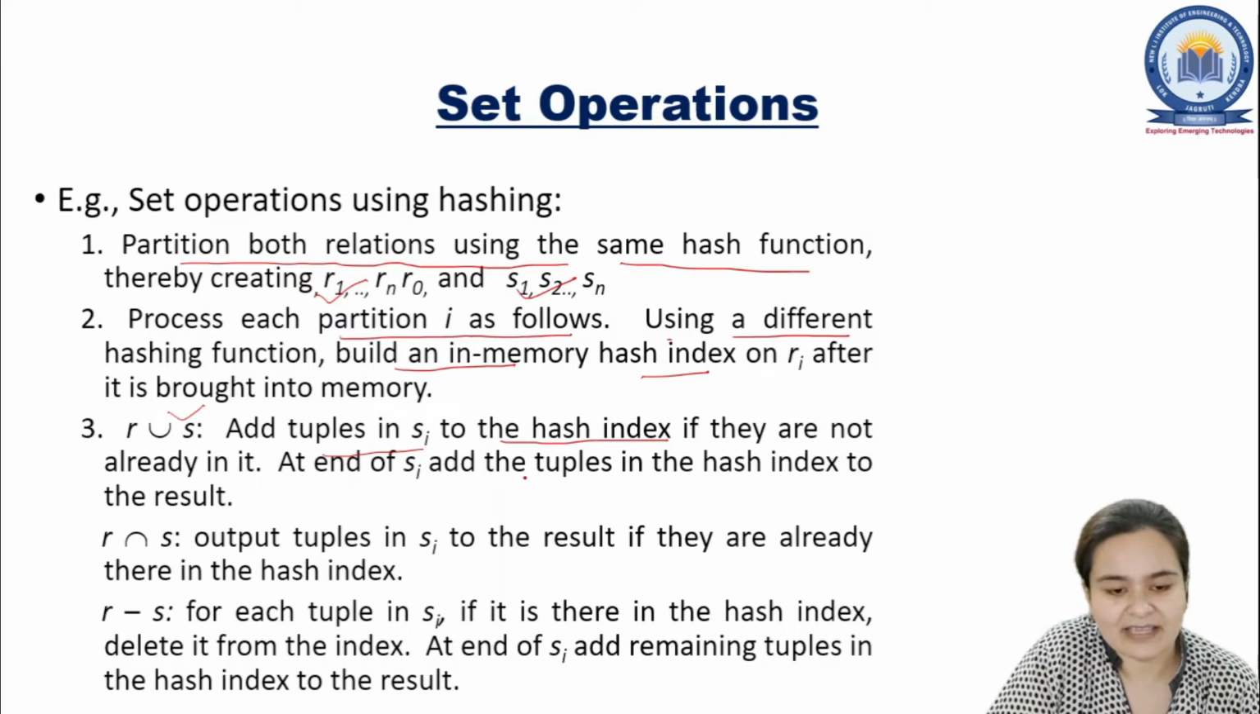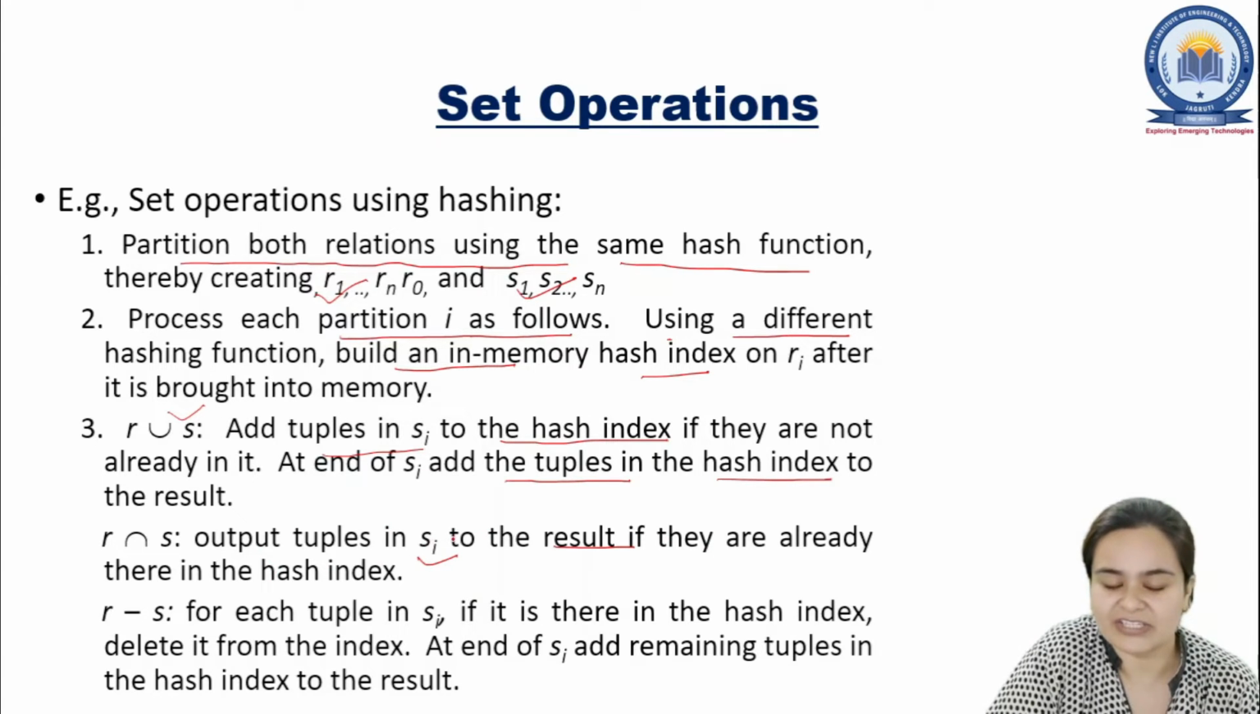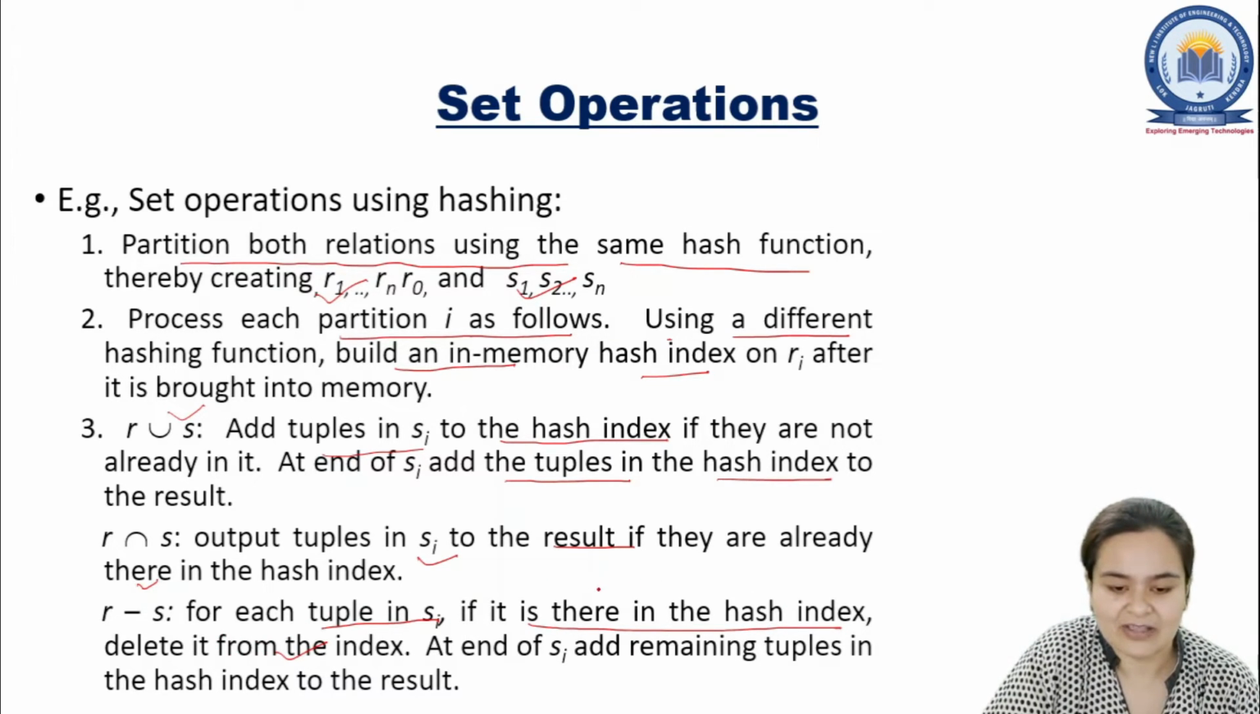At the end of Si, we have to add the tuples in the hash index to the result. Similar is the case with intersection: we output the tuples of Si to the result if they are already there in the hash index. Then in the difference, for each tuple in Si, if it is there in the hash index, we delete it from the index. So this actually makes the difference between union and intersection. And at the end of Si, we need to add the remaining tuples in the hash index to the result.